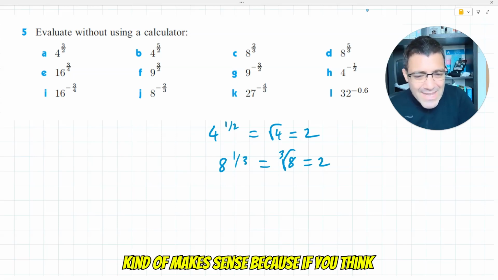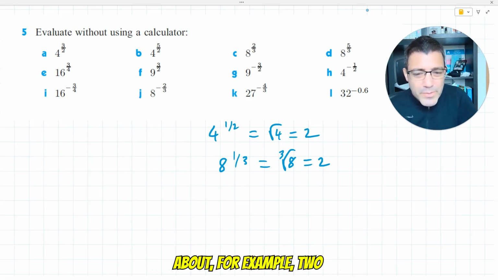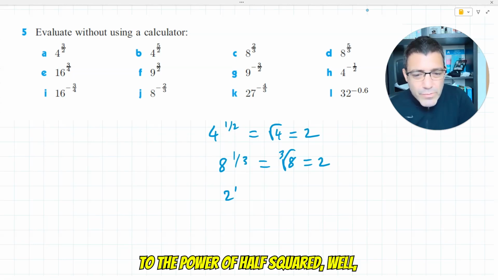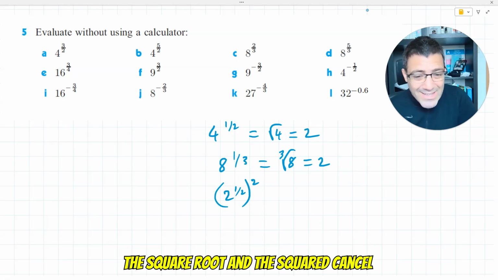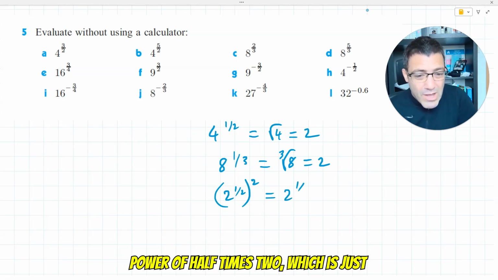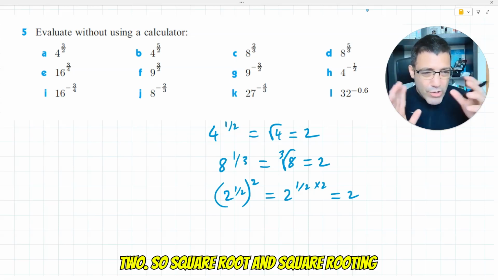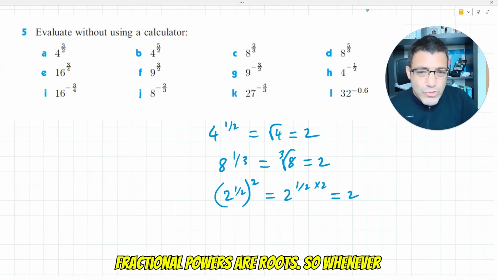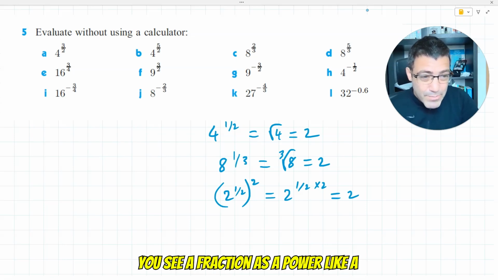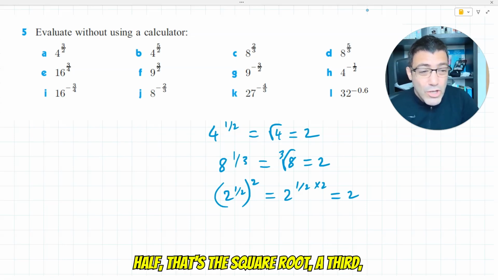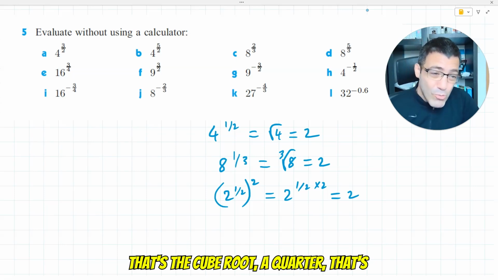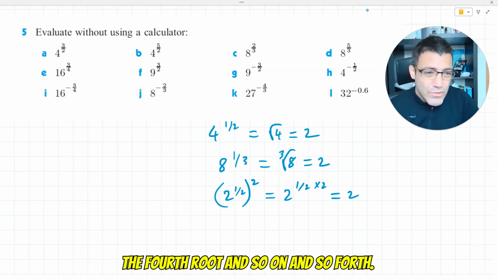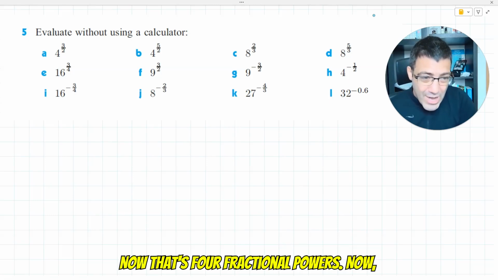And this kind of makes sense because if you think about, for example, 2 to the power a half squared, well, the square root and the squared cancel each other out. This will be 2 to the power a half times 2, which is just 2. So square root and squaring cancel each other out quite nicely. So fractional powers are roots. So whenever you see a fraction as a power, like a half, that's the square root, a third, that's the cube root, a quarter, that's the fourth root, and so on and so forth. Now that's for fractional powers.